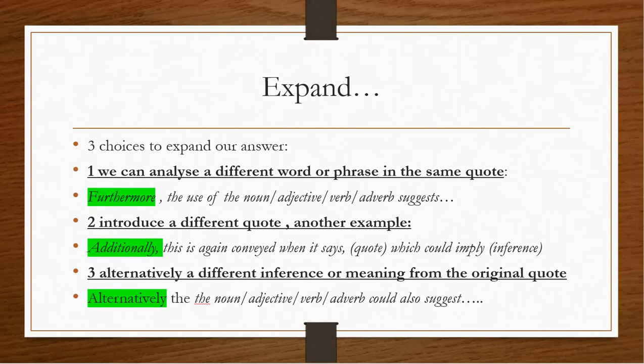So we stay on the same quote: alternatively, this, whatever this technique is, could also suggest. So if you think you have someone, the boy shouted across the road, you could say he shouted because he's angry. So the word shouted suggests he's angry. Alternatively, he could be concerned about people. He could have seen a car coming and somebody was on the road, so he shouts to tell them. So there's an alternative inference there.